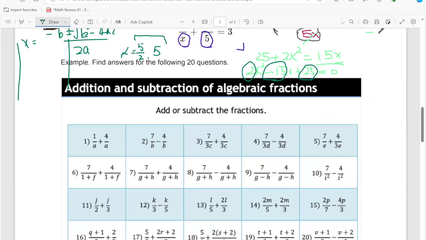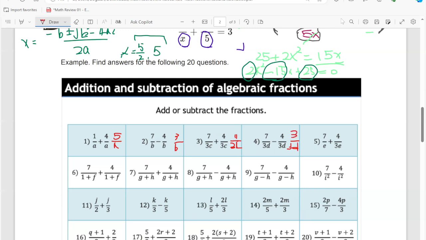Addition and subtraction of algebraic fractions. Number 1, 1 over a plus 4 over a. The bottom is the same, therefore I add the tops together, 5 over a. Same for number 2, the denominator is the same, 7 minus 4 is 3 over b. Number 3, the denominator is the same, 11 over 3c. Then number 4, also the denominator is the same, 3d.